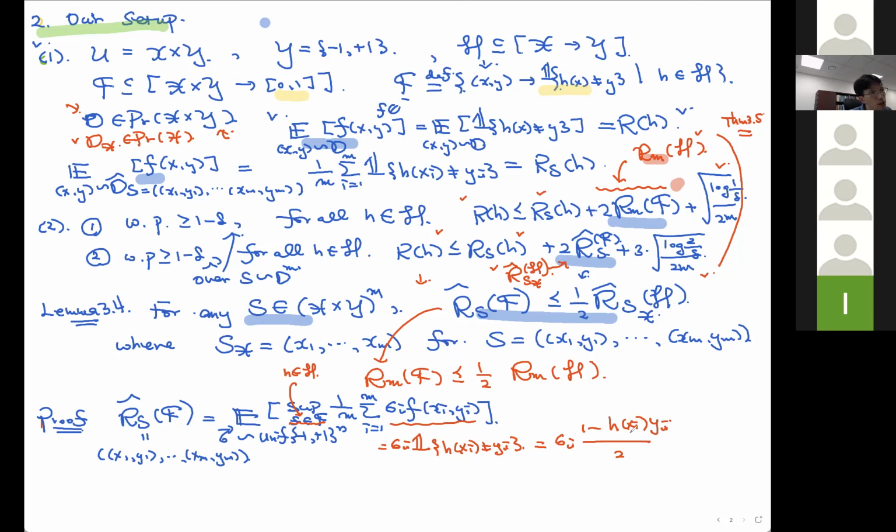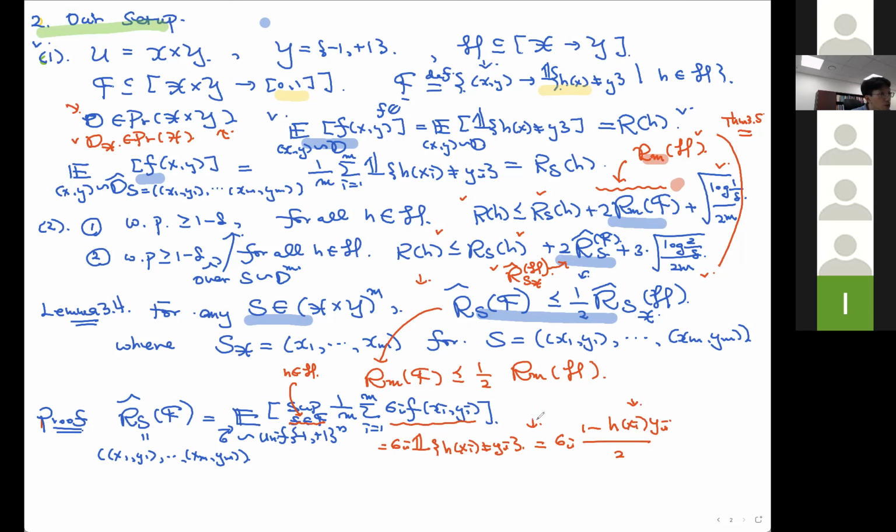So if H of x_i and y_i are the same, they will be either both +1 or both -1, and the product is going to be 1, so 1 minus 1 is 0. The entire thing will be 0, and that's exactly the same as what we started with. If they are different, this multiplied term is going to be -1, so 1 minus -1 is going to be 2, divided by 2 is going to be 1. So this whole thing will become equal to sigma_i. So this equality is true. It's a bit like an encoding of the indicator function using just multiplication and division.